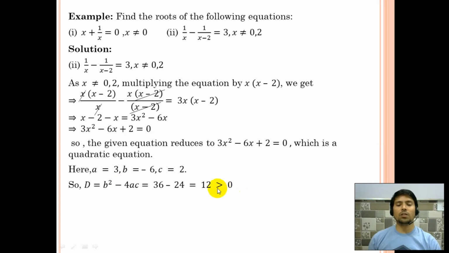12 is greater than 0, which means the roots we have are real and distinct. So we can find these roots by the quadratic formula. We will write the quadratic formula here, put the respective values of a, b, c, and on solving, see how we can write 12 as 2 into 3. 2 can come out because a pair of 2 is formed, so 2 comes out and 3 stays inside, this is 2 root 3.